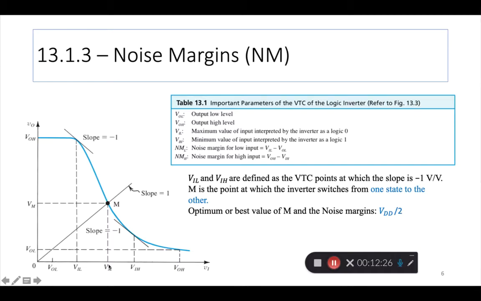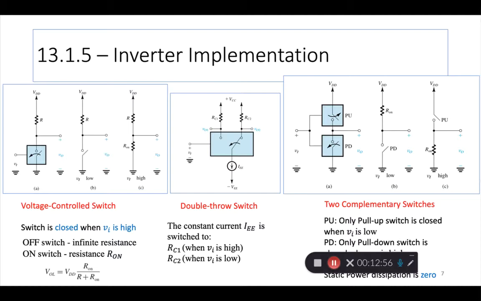And M has two coordinates, the input voltage and the output voltage. Generally, you want them to be equal and so on. Optimum or best value of M and for the noise margins is VDD by 2. So the best for M, these noise margins, it should all be equal to VDD by 2. Okay. All right. Now let's look at some general information related to inverters, actual inverters being created or designed.